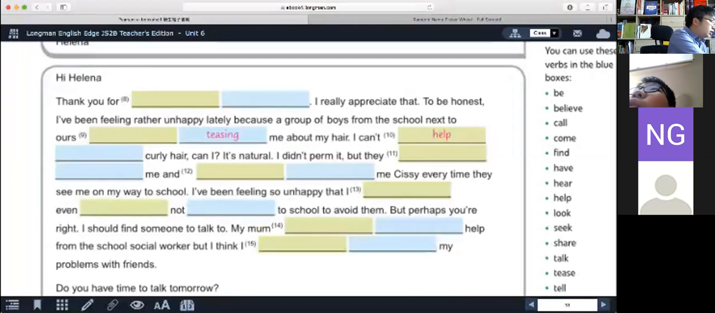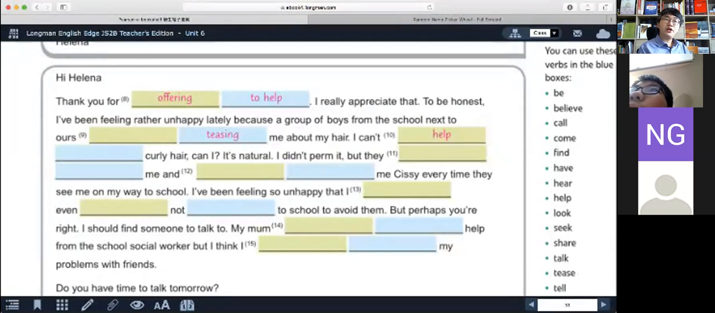Okay, so the first one, thank you for something. After for, we all know that we have to use a gerund. So here we say thank you for offering to help. Because from the letter above, Helena is trying to offer help to Joe. So as a matter of courtesy, to be polite, at the very beginning of this email, Joe says, thank you for offering to help. So it is courteous.